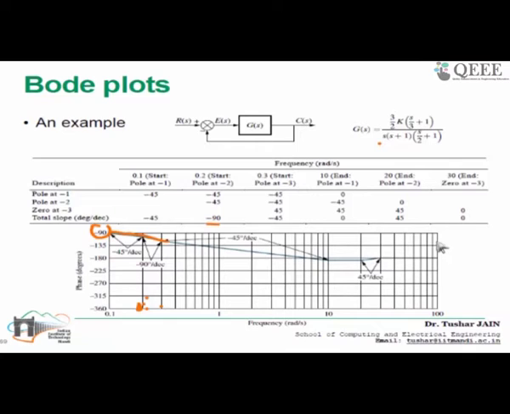So this is how you can quickly draw the Bode plot whenever you have a transfer function, right? You need to do a bit of bookkeeping, and then once you have a table associated with the transfer functions, you can have a Bode plot.